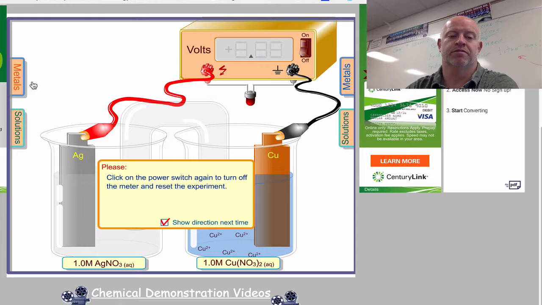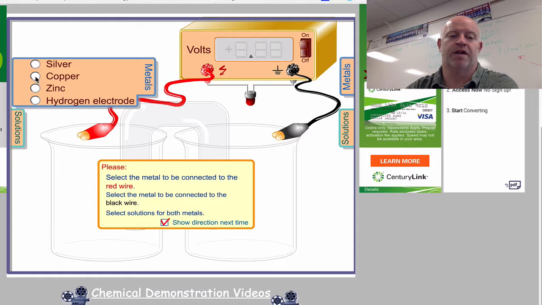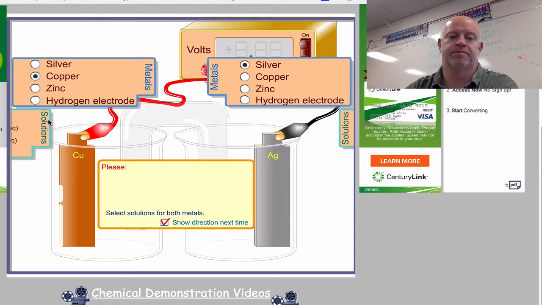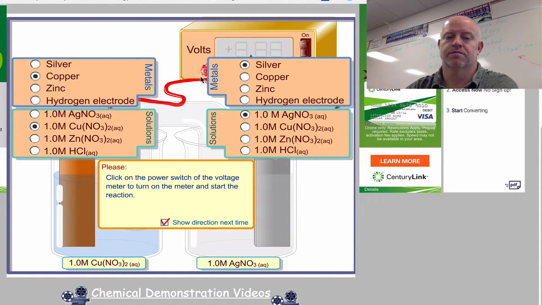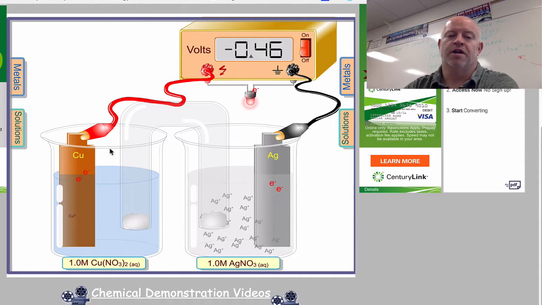If we were to flip the scenario, where we turn our switch off, and let's say we put copper on this side, and we put silver on this side, and then we turn this thing on, okay? Now we can get electricity to flow in the other direction. So notice how now it's a negative voltage instead of a positive voltage, and now we're losing electrons here, so we're being oxidized. So this is our anode. Here we're gaining electrons, so this is our cathode, or being reduced, okay?